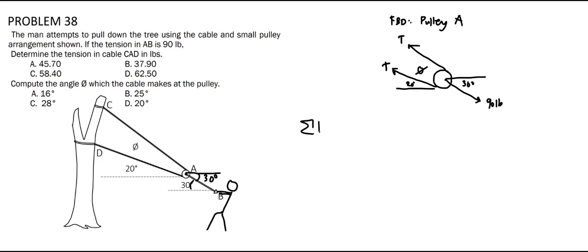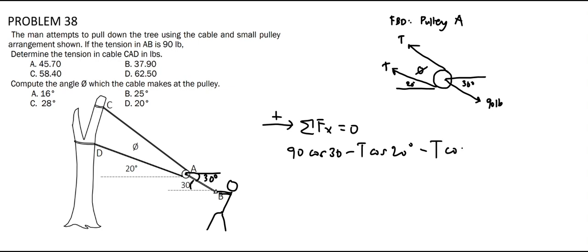So by taking summation force horizontal equal to 0, considering rightward forces to be positive, we have the 90-pound force times cosine of 30 degrees minus the tensile force at the bottom times cosine of 20 degrees minus another tensile force T acting at an angle of 20 plus phi degrees, all equal to 0. This is our first equation.